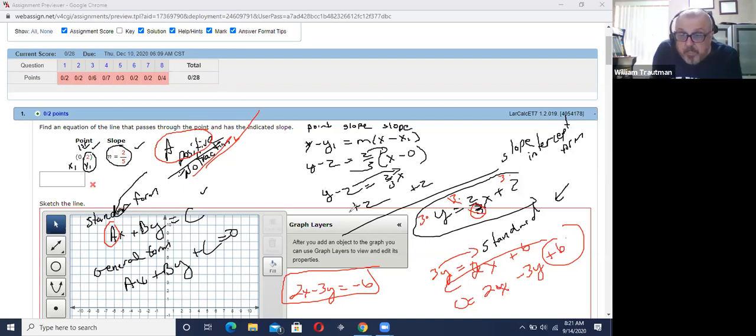We don't care about the number in front of Y. That can be negative. But the number in front of X must be positive. So this number is positive. We don't care about these two. And X and Y must be on one side.